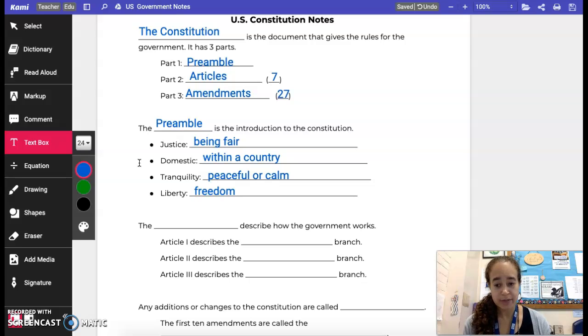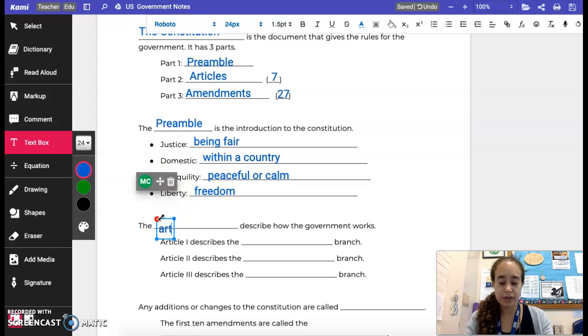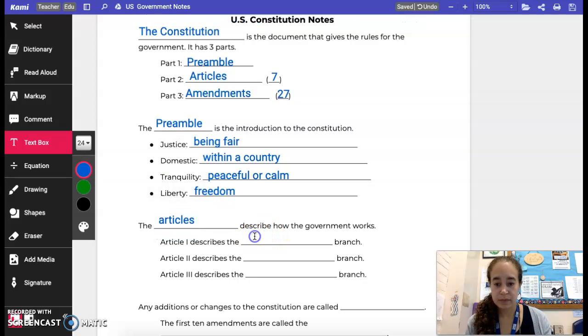The second part are the articles. The articles describe how the government works. There are 7 articles, we wrote that up here at the top, but for our unit, we are only going to focus on the first 3 articles. The first 3 articles are probably the longest of the articles, and they describe the 3 branches of government, which is going to be our focus.